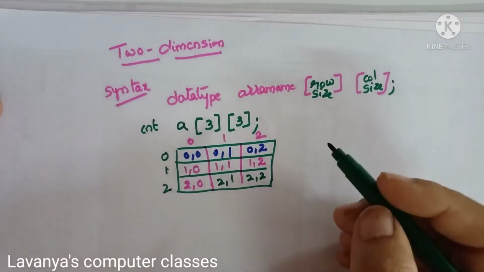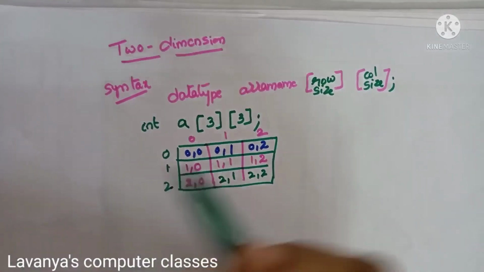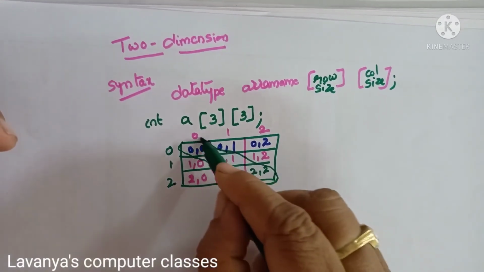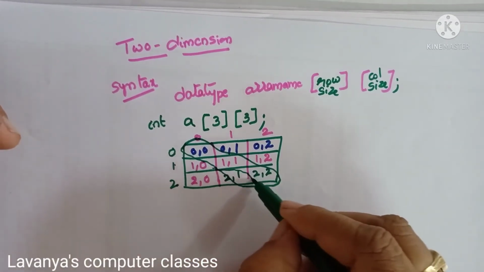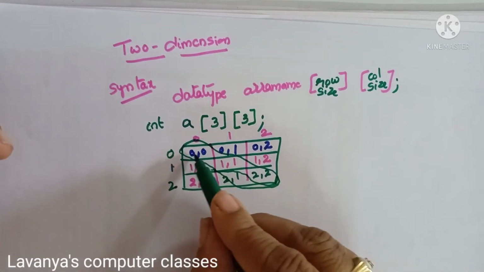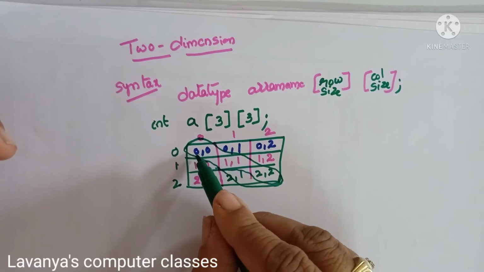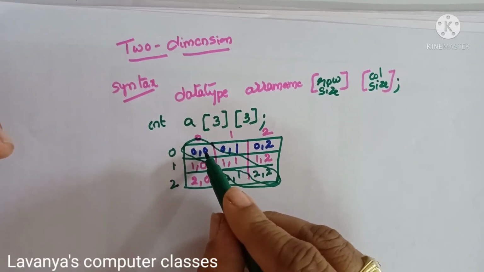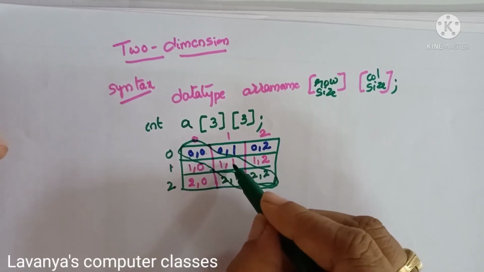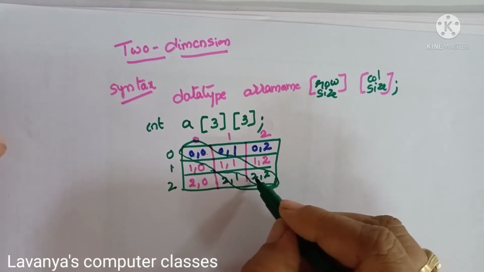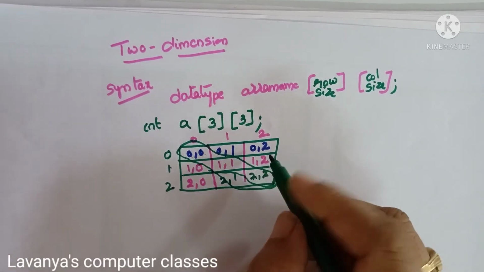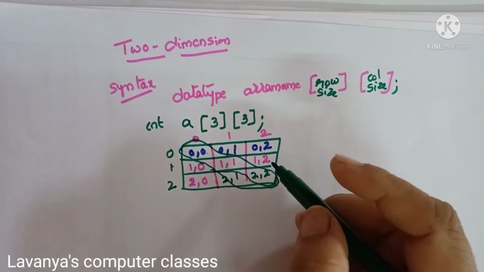So this is called a two-dimensional array. These are the diagonal elements. In these diagonal elements, row size and column size are both equal. Here 0, 0: row is 0, column is also 0. Here 1, 1: row is 1, column is 1. 2, 2: second row is 2, column also 2. If you declare like this, this is called a two-dimensional array.